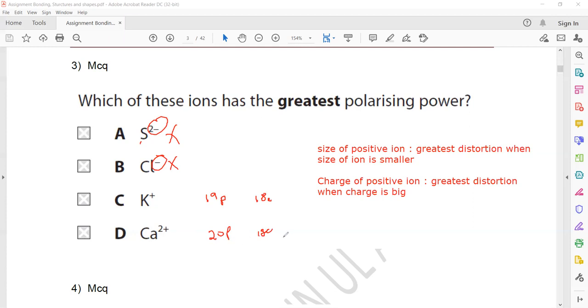So 20 protons will apply greater force, so the size will be smaller for the calcium ion. And when we check, the charge is greater, so that's why calcium will have the greatest polarizing power in this. Is it clear? Question 3.